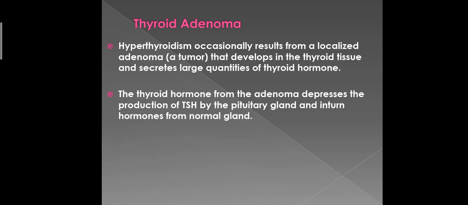So, in thyroid adenoma, there are decreased levels of thyroid stimulating hormone, which results in decreased production of thyroid hormones from the normal tissue of the thyroid gland. And there is increased production of thyroid hormones from the adenomatous or tumorous cells of the thyroid gland.